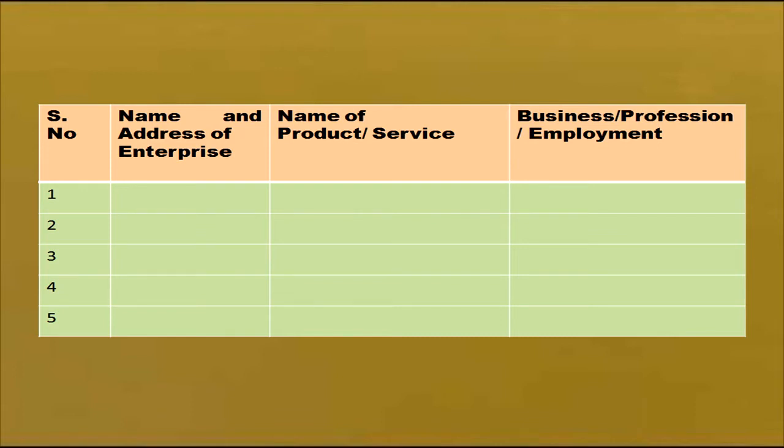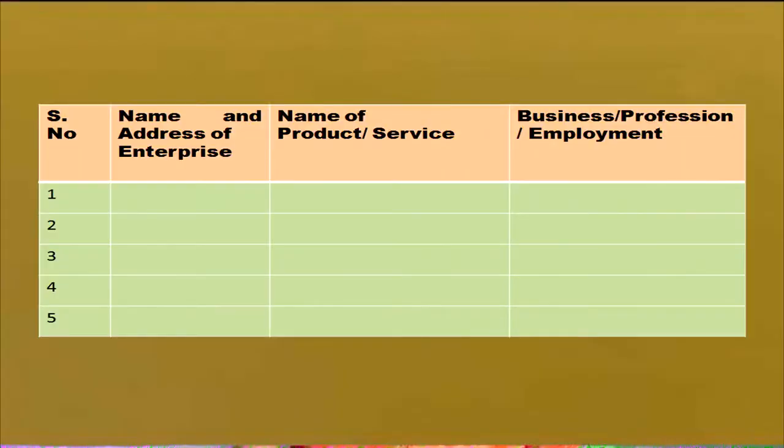And if you have met any professional like doctors, lawyers, etc., write his name and name of the service, that is, doctor is looking after the patients, lawyer is dealing with the clients and settling their claims. Like that, you have to identify certain things and write in the respective column and make the report. Employment, any employee working in any type of organization.